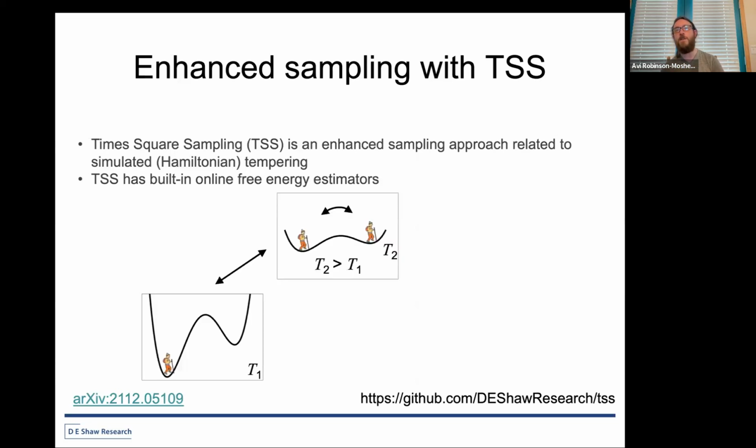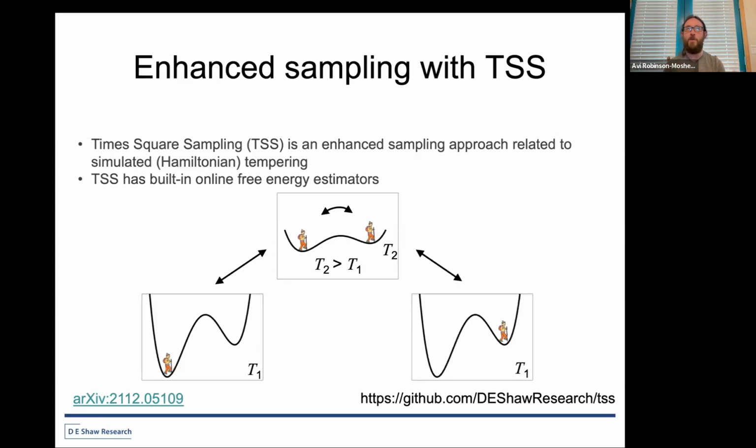If, however, you can run at a higher temperature, T2, where the energy barrier will appear lower, you'll get more transitions. You'll get a lot of equilibration back and forth, and be easily able to sample both of those energy wells.